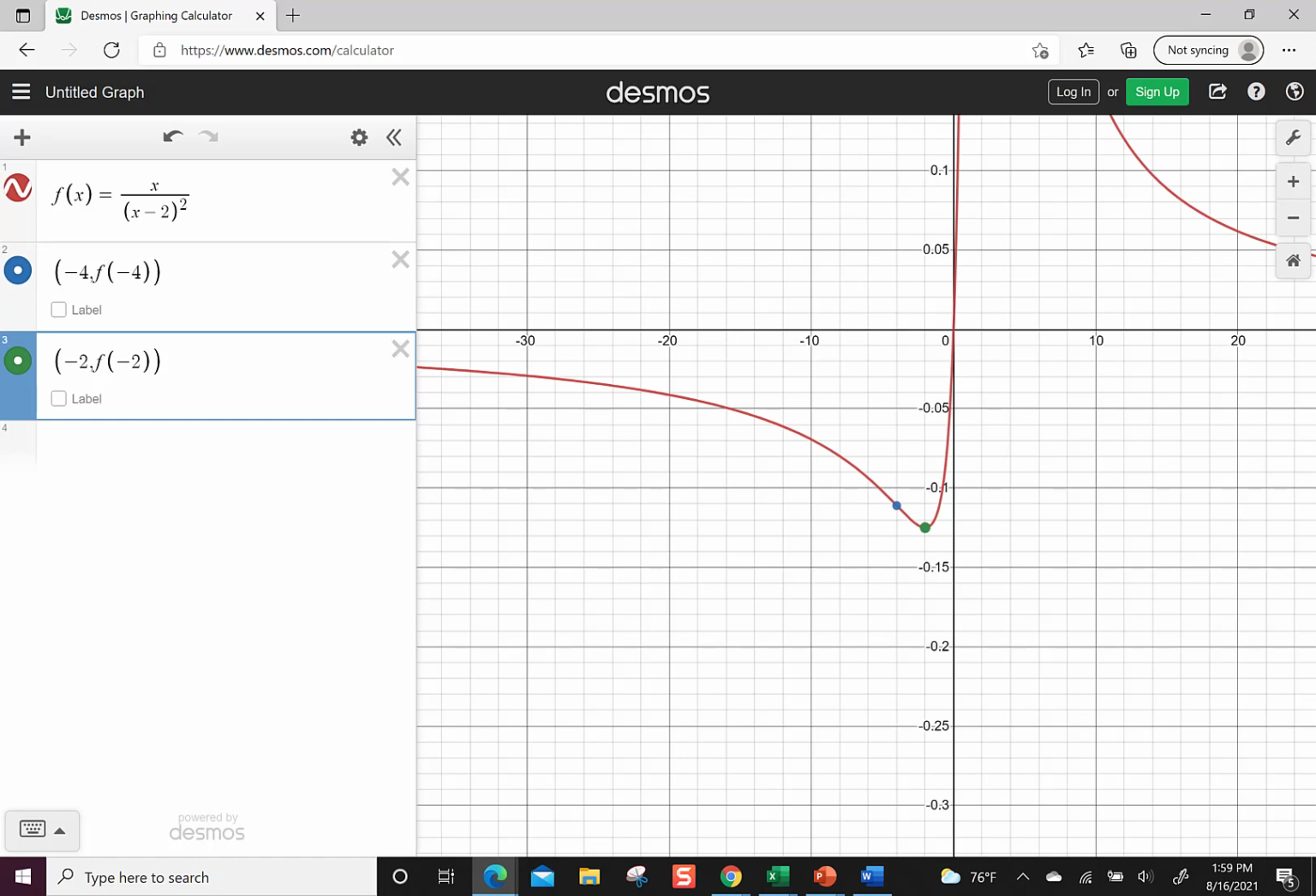The graphing technology is a nice assist, but it won't show you everything that you want to see.